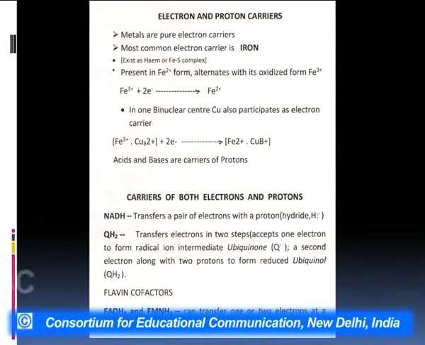And then there are certain flavin cofactors. You remember in the succinic dehydrogenase step we had FAD, the flavin adenine dinucleotide. They are responsible for the transport of 1 or 2 electrons. Here I should mention that the redox potential of NADH is the most negative as compared to quinones and FADH2.